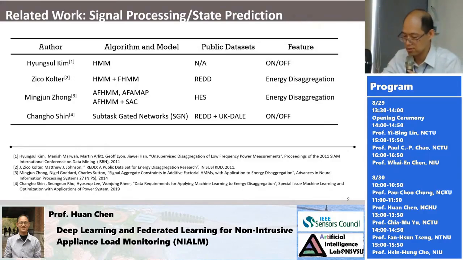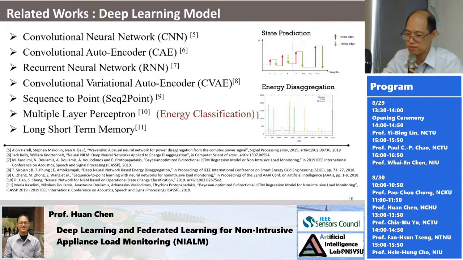and the state prediction. On the other hand, we have a deep learning method. As you can see, for the deep learning method, they use the convolutional neural network. This is a very popular one. Then, with the advance of the deep learning, we go to a new good model called convolutional autoencoder, and we also use this convolutional autoencoder.